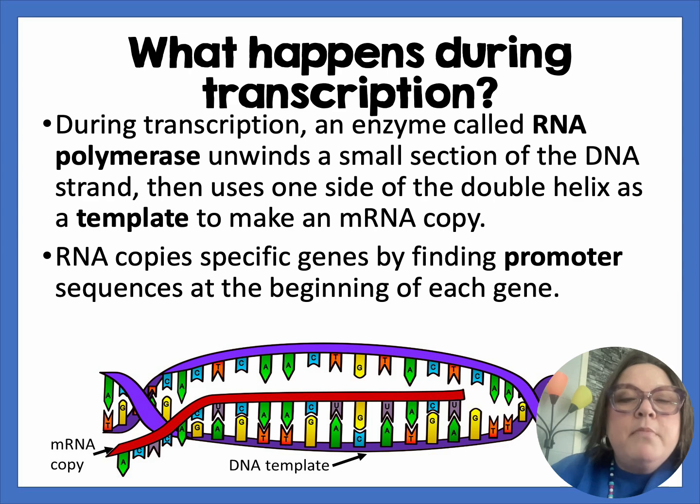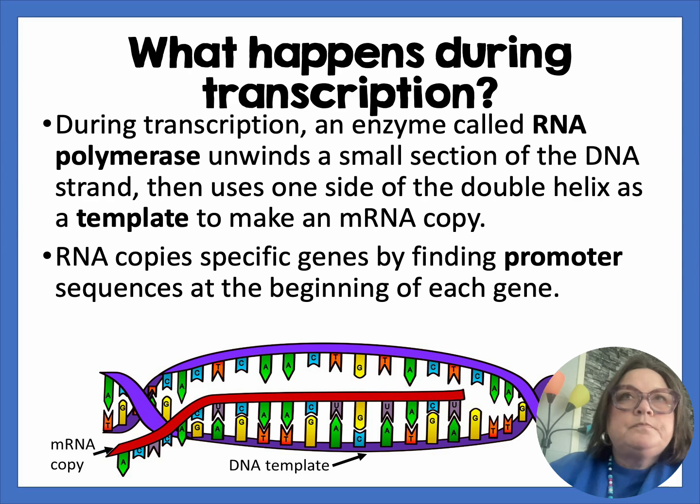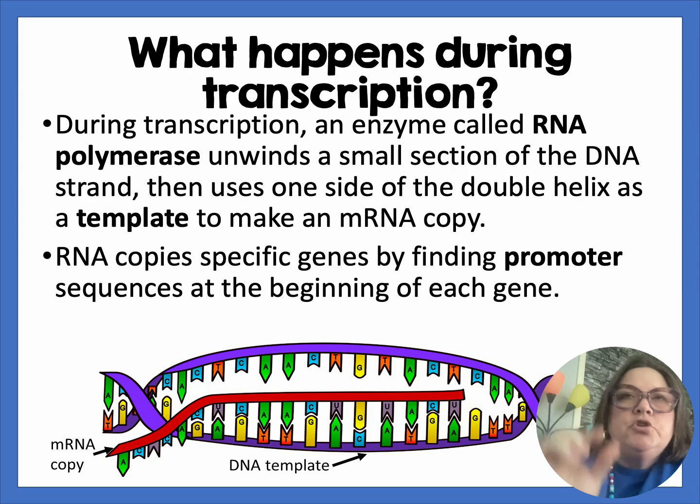So the promoter would be the blue, the green, and the green. It's what is initiating the idea of what is needed next to pair up. Your guanine is matching up with your cytosine, so your G with your C. So the G, if it was the guanine that you were using, that is your promoter sequence.